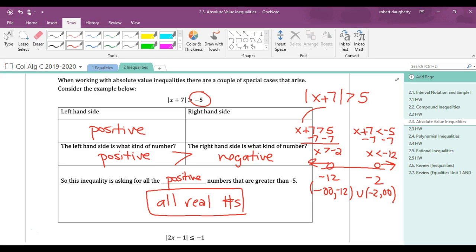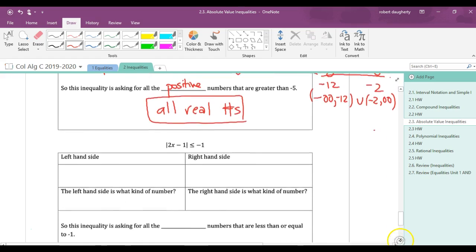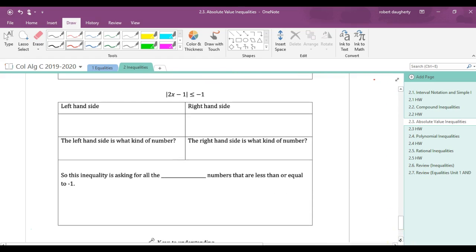Now, the other way that works is something like this. Look at the next one. On the left side, that's what kind of number? Positive, it's absolute value. On the right side, what kind of number is that? Negative, okay. Now, they are asking me for all of the positive numbers that are less than or equal to negative 1. What are all the positive numbers that are less than or equal to negative 1? There are none of them. So this has no solution.